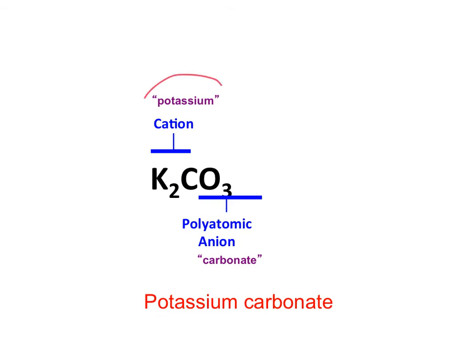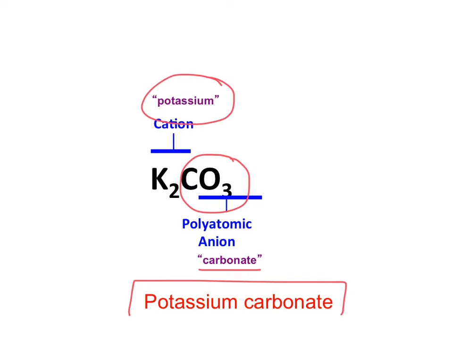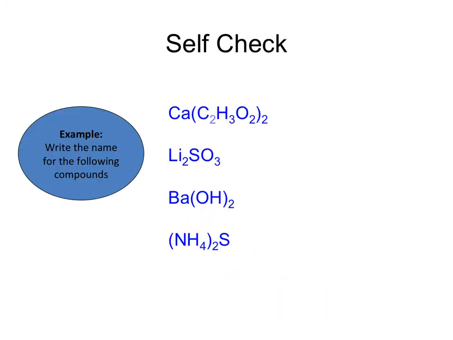K will get its regular element name, which is potassium. CO3 will get its special name, seen on the reference sheet, as carbonate, and potassium carbonate is the answer. It's time for your self-check. You're going to write the name for the following compounds. Flip to the next slide to see the answers.